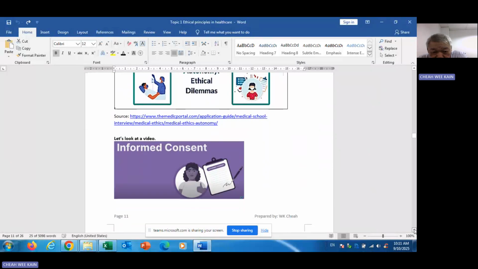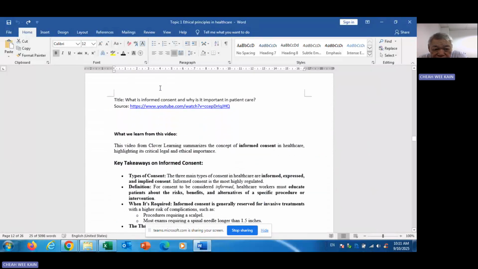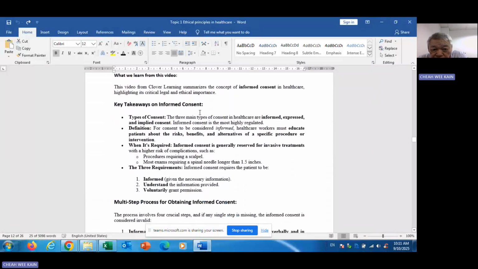So let's look at a video about informed consent. This is the title: What is informed consent and why is it important? This is the source, and I will do a transcript of it. So let's look at the transcript and the takeaways from the video. Types of consent are informed, expressed, and implied. The informed is the best one. The implied is like the medical emergency one. He cannot say anything.